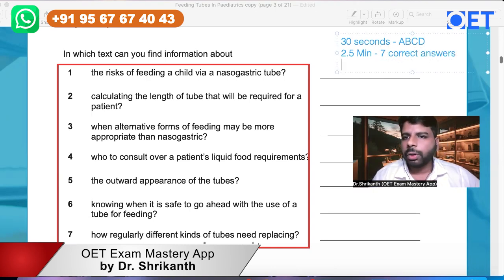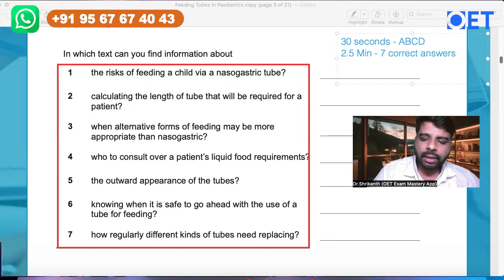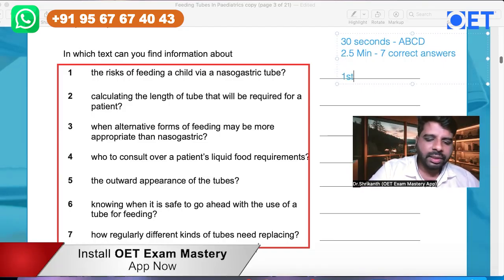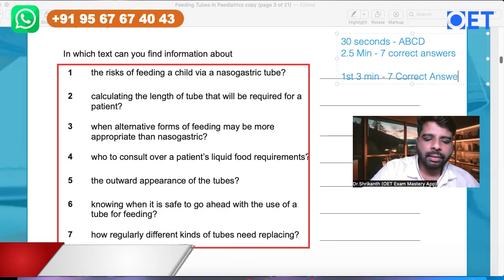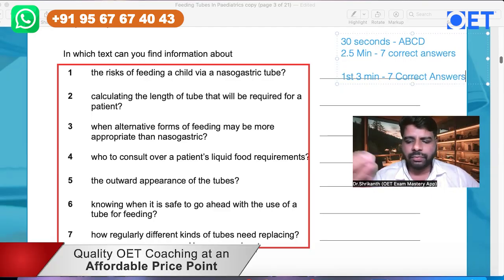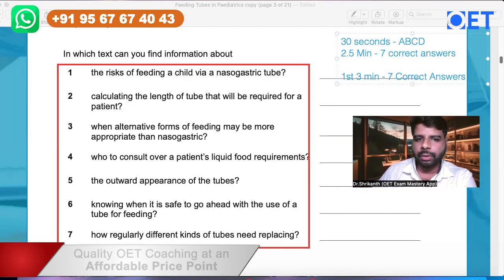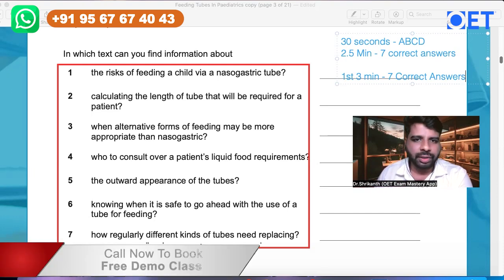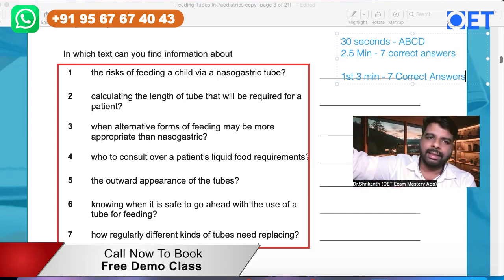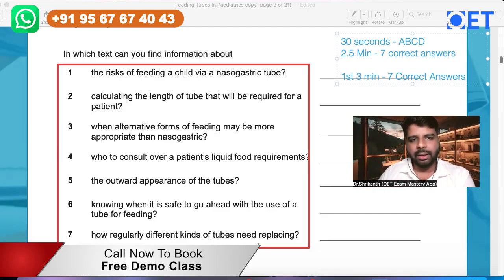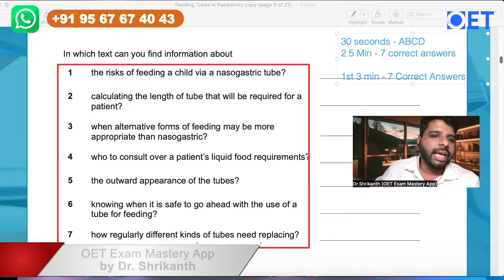So now, how is your mindset going to be? You have received the question paper. The first 3 minutes, you have 7 correct answers. How are you going to feel? Tell me, how are you going to feel? Within the first 2, 3, 4 minutes itself, you have found the first 7 correct answers. Whereas the student sitting next to you is only starting the first question. They spent 2.5, 3 minutes reading text A, B, C, and D, and now they're starting to do the very first question. You are over here and you are now going to the eighth question.